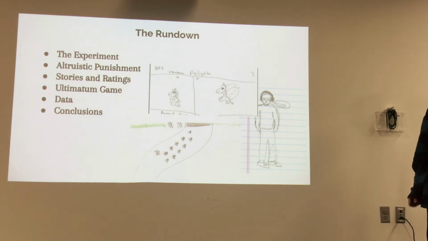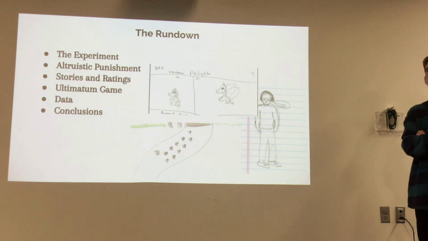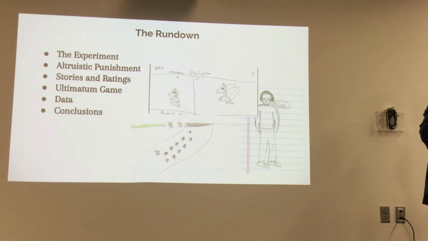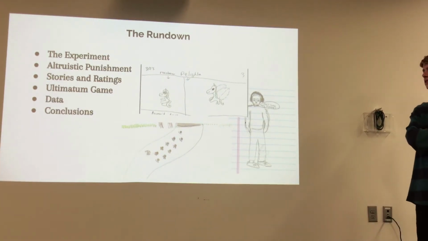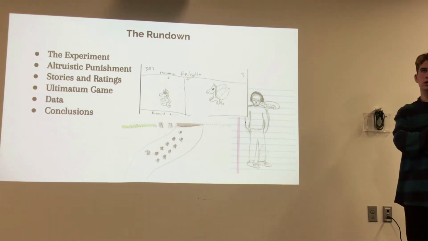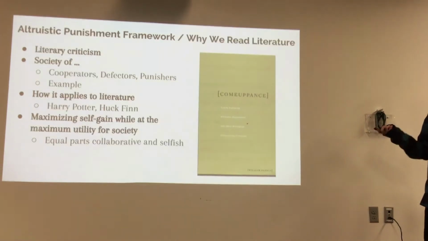First we're going to go through altruistic punishment, which is the literary criticism we're applying to all the stories we're reading, and kind of the basis for the whole project. We're going to go through the stories and the ratings that we received, the ultimatum game, which was the quantitative piece of the data itself, and then what conclusions we can draw from all of that.